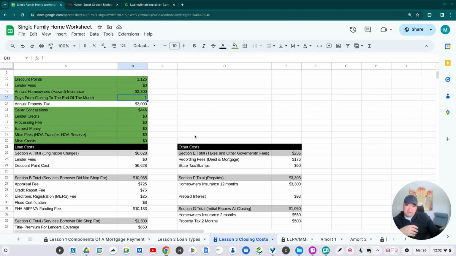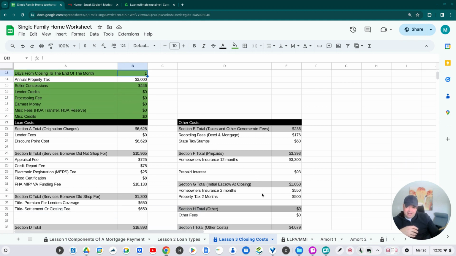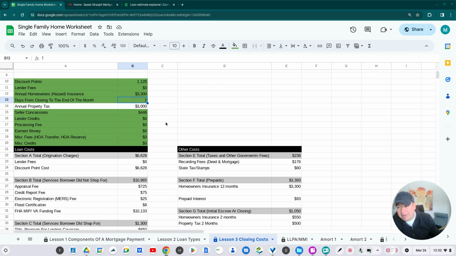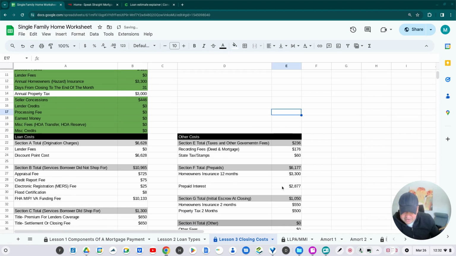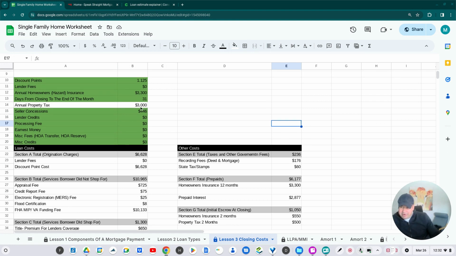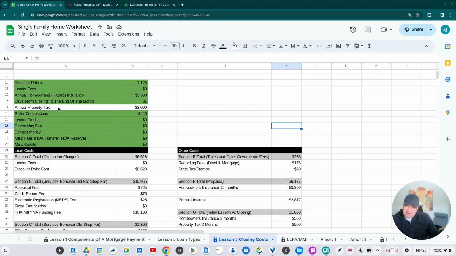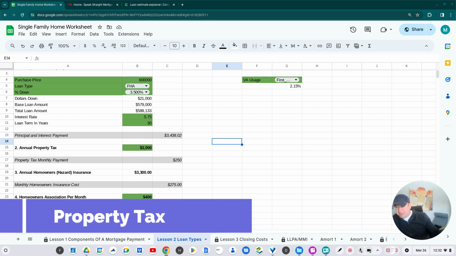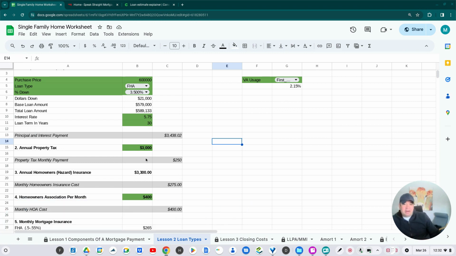So you can tell the difference. When I have 1 day in here, you can see prepaid interest in section F is only $93. If I change this to being the first day of the month, you can see that went up to $2,800. Okay, next column, property tax. That's auto importing from whatever you put in lesson 2. And again, lesson 2 goes over where to find that per property.